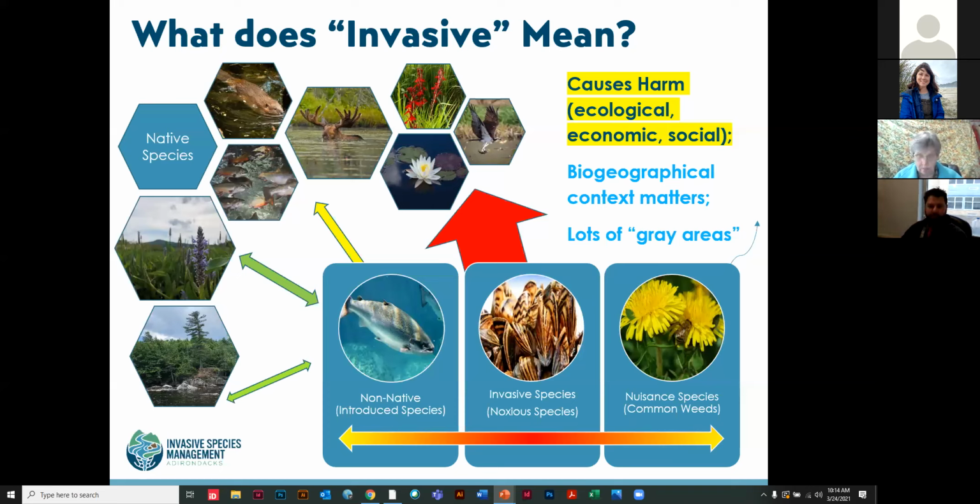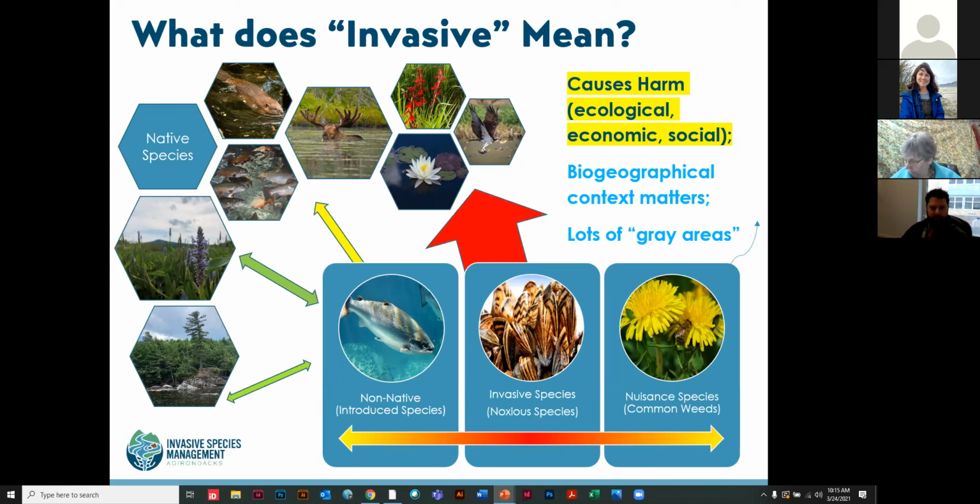But are they native? Are they non-native? Are they introduced? It gets complicated. So we go back to this question of, is it causing harm? And then thinking about this, biogeographical context matters. So a great example of this with fish is that lake trout, a prize fish in the Adirondacks in New York State. We love them. They're great. They're delicious. They're big. If you can catch them, you've done a great job. But in Yellowstone, they're one of the most harmful fish around.